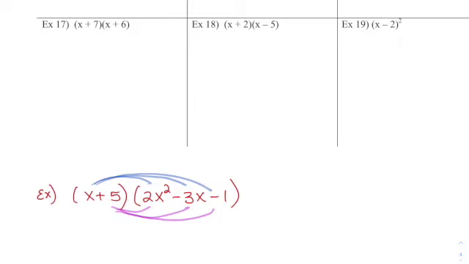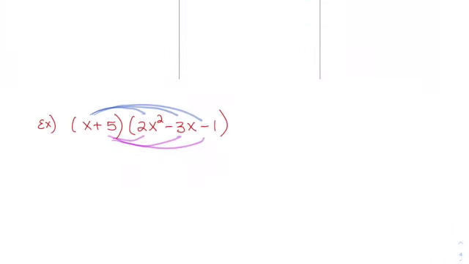So for this one, I'm going to work it out for you. And that's just going to be x times 2x squared. That's going to be x to the third power. x times negative 3x, that's going to be negative 3x squared. And you have x times a negative 1 is negative x. Then you do the pink highlighter. Positive 10, because positive 5 times a positive 2 is positive 10x squared. And then positive 5 times negative 3 is negative 15x. And the last one is positive 5 times negative 1. It's going to be negative 5.